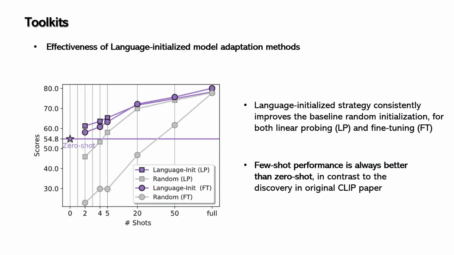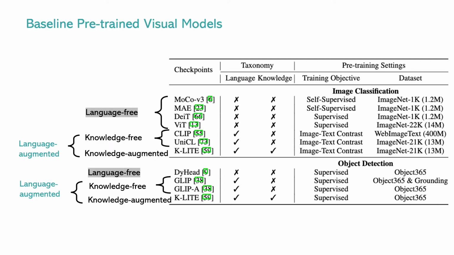We compare with different initializations for both linear probing and fine-tuning. Our proposed language initialization outperforms the baseline random initialization significantly for few-shot settings. Notably, we show that even with very few shots, like 2 shots, both our linear probing and fine-tuning outperform the zero-shot CLIP. We report many well-known methods as baseline results on both language-augmented approaches and language-free approaches.